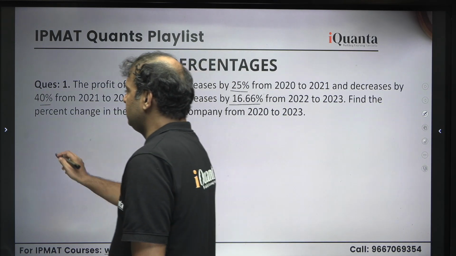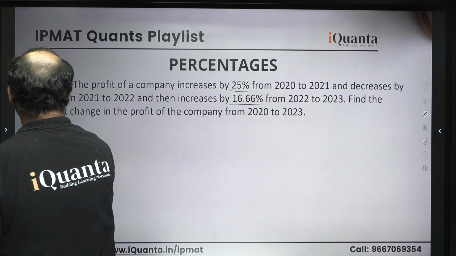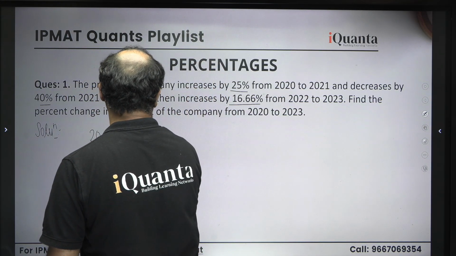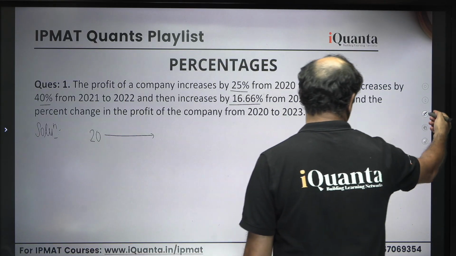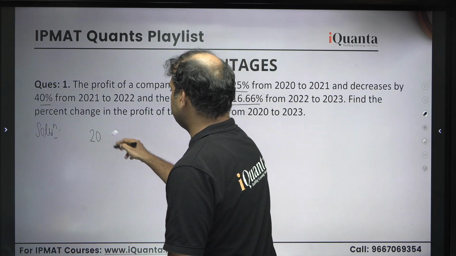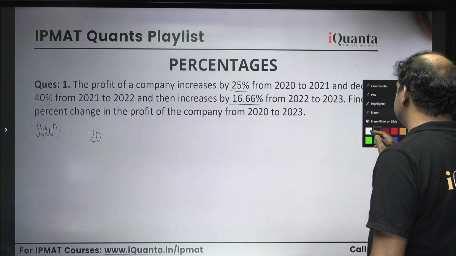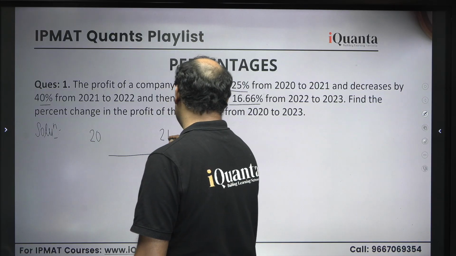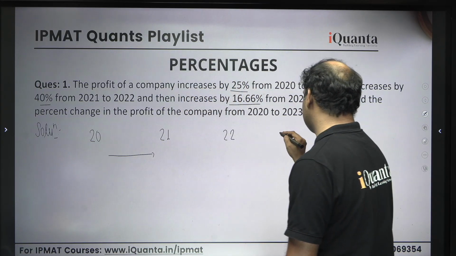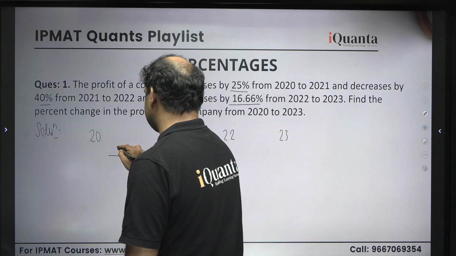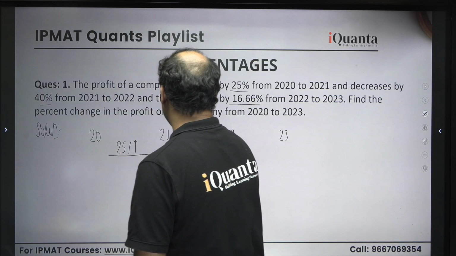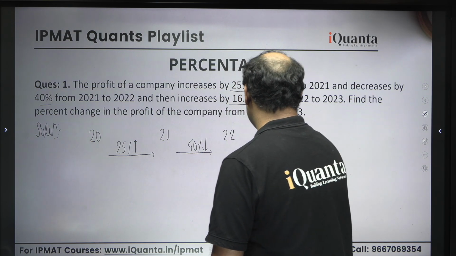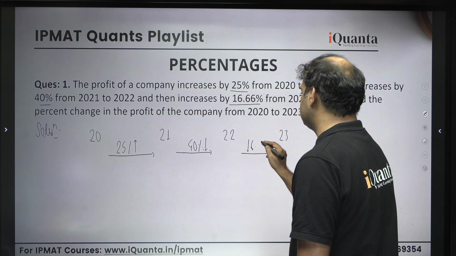Let's first solve with the help of the assumption, right? Okay, so let me write what is happening here. From 2020 to 2021, the value is increasing by 25%. We do not know the value in 2020. This is 21, this is 22, and let's say this is 23. Now this is increasing by 25%, right? The next change is it is decreasing by 40%. And in the next year, it is increasing by 16.66%.